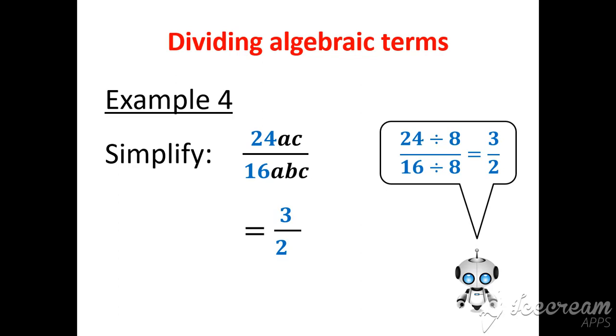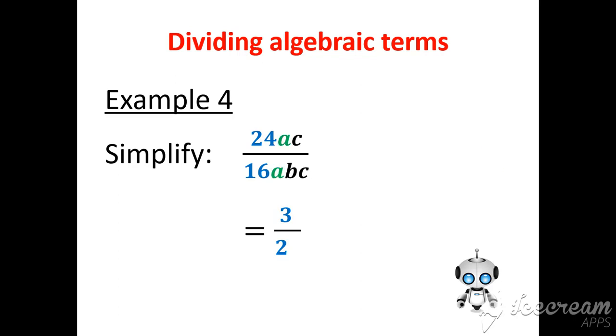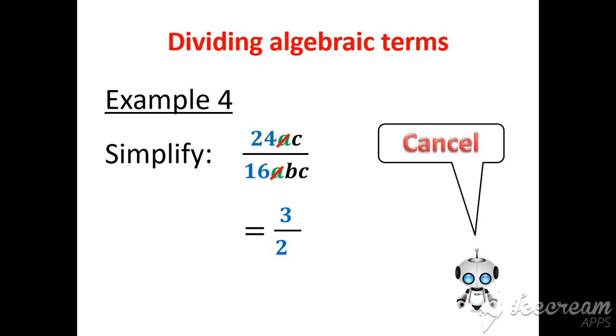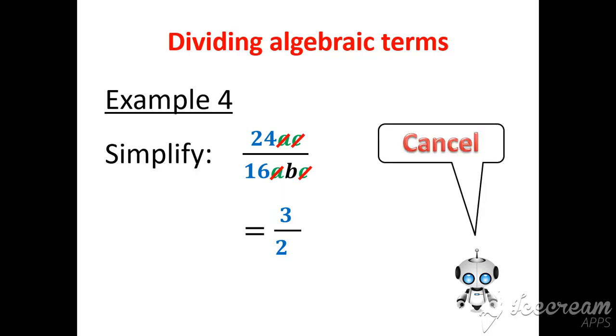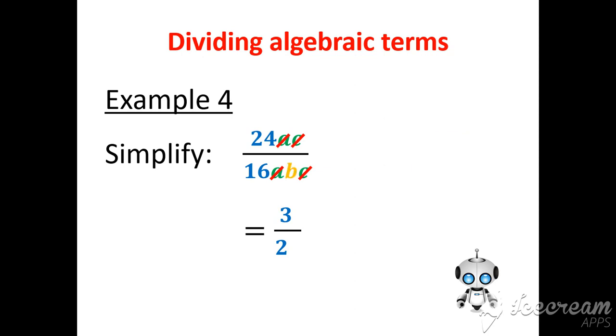Now let's go back to the idea we talked about in the last example of cancelling. These a's, a divided by a, are going to cancel because a number divided by itself will cancel. Also, guess what? The c's are going to cancel. c divided by c will cancel. So the a's will disappear, the c's will disappear. That leaves us just with the b. Notice the b is on the bottom of the fraction, so we're going to pop it on the bottom, and we're going to be left with 3 divided by 2 times b as our final answer.